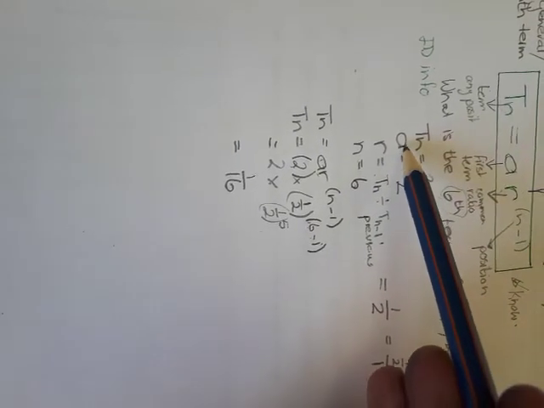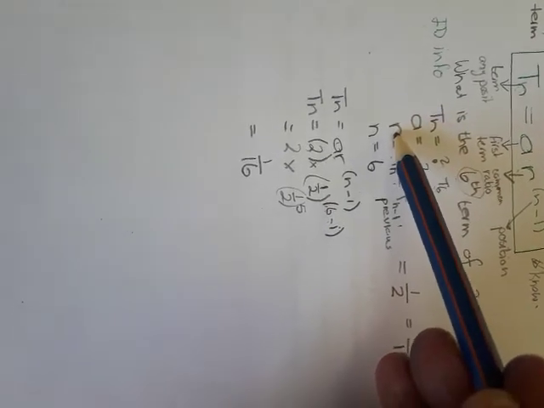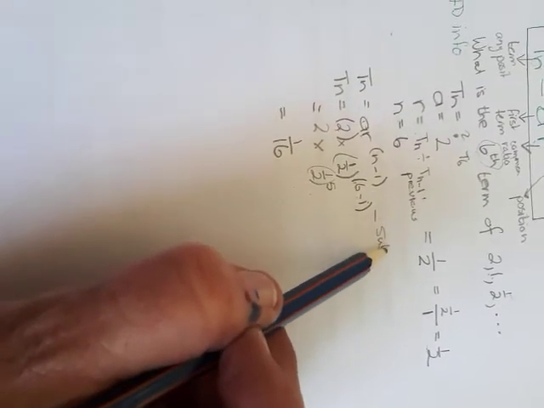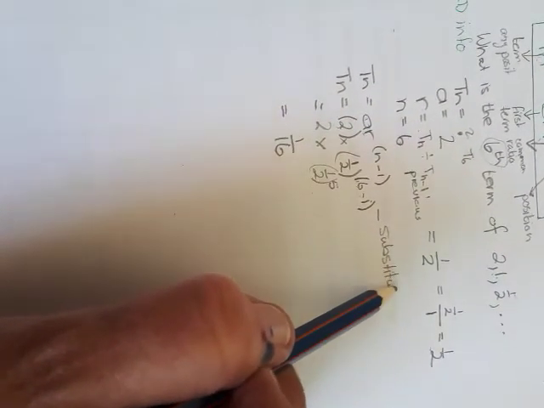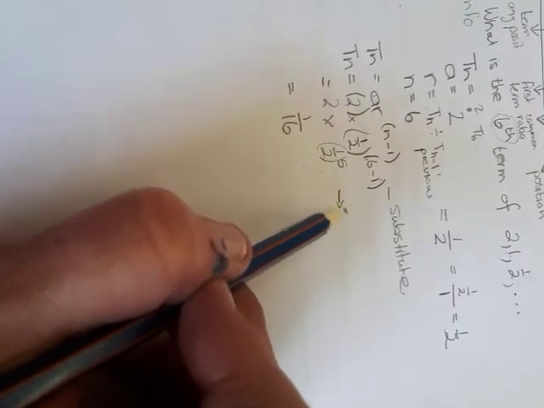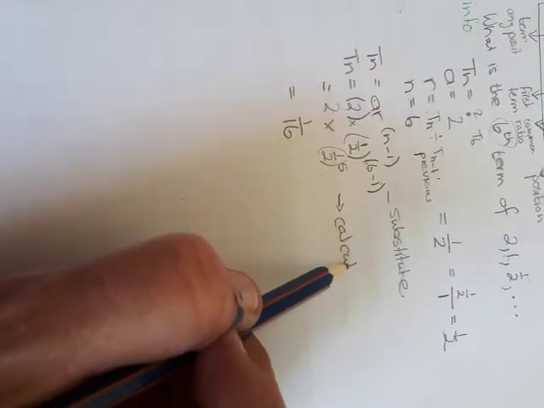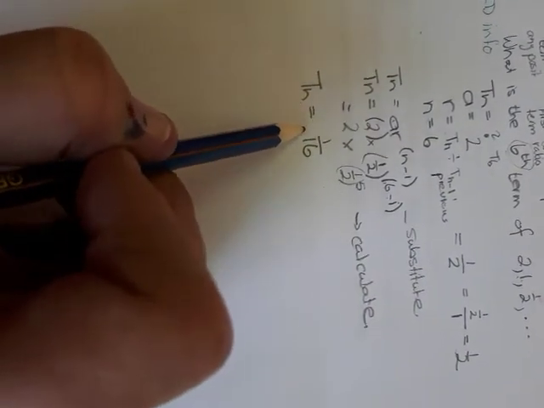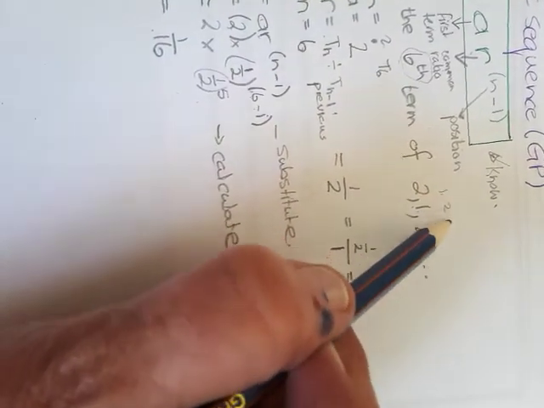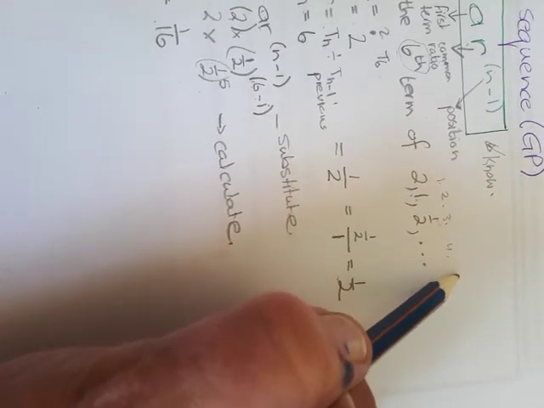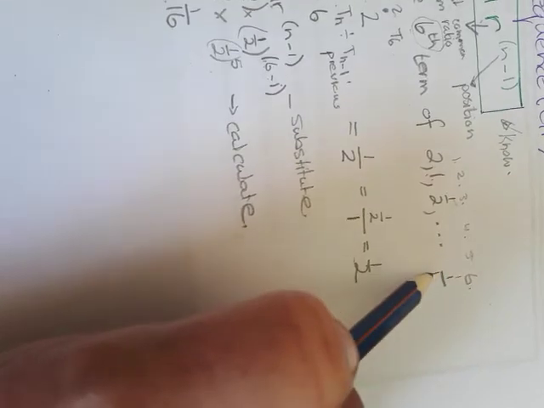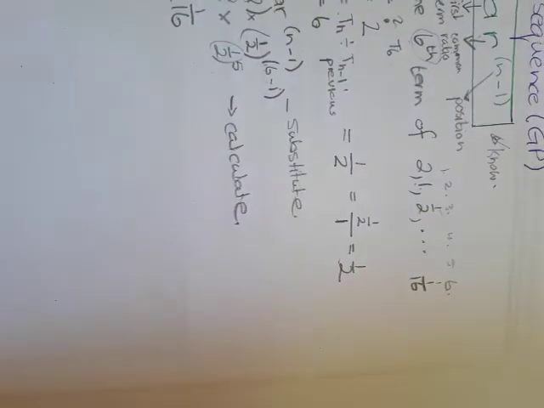Then identify your A, work out your R, identify your n. Then we simply substitute into the formula. After having substituted, we just calculate, and when we calculate, we get the sixth term equals 1/16. So if we would go on, this is the first term, second term, third term, we would go on to 4 and 5 and 6. At the sixth position, your value would be 1/16. That's what you have worked out now.